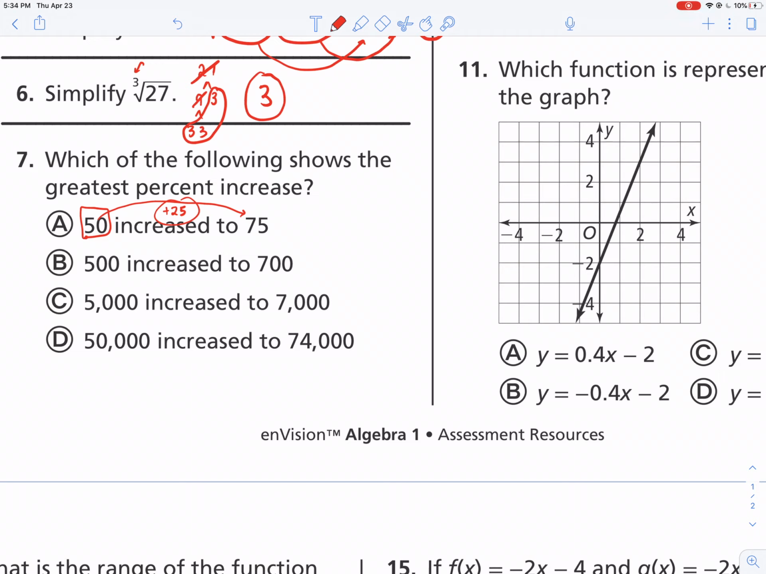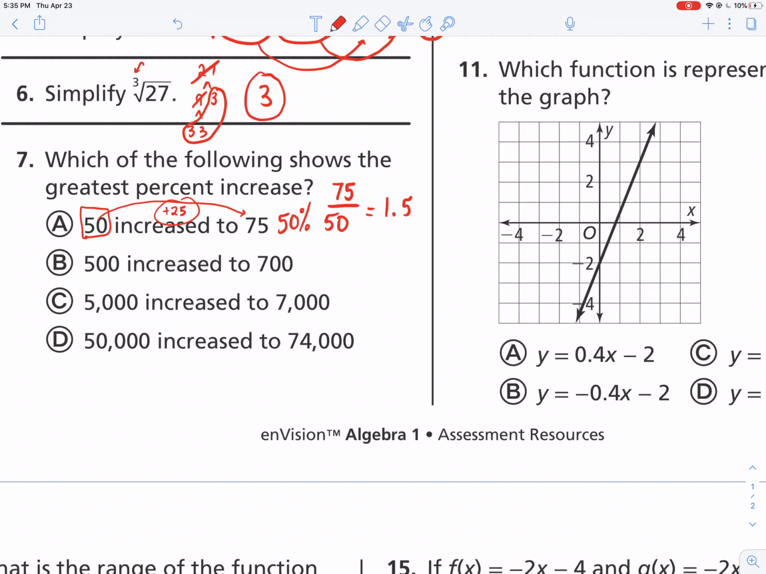But when we have 700 and 500, it might get a little bit confusing. So the best way to do it is I'm going to take that 75 and divide it by 50. And when I do that, I'm going to see how much bigger it is than the number 1. So when I do that, I end up with 1.5. So 1 would just be 100%. So if it's 1.5, that technically stands for 150%. So in this case, it increased by 50%.